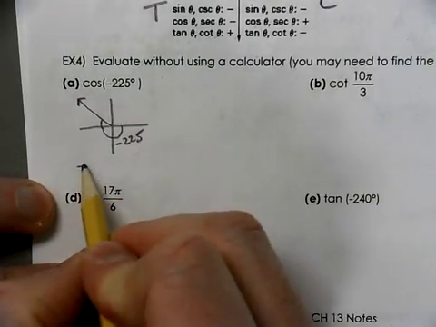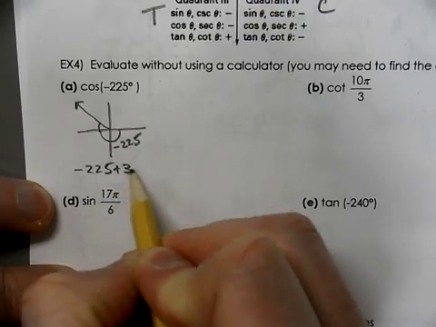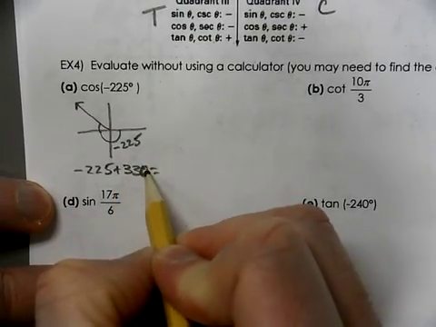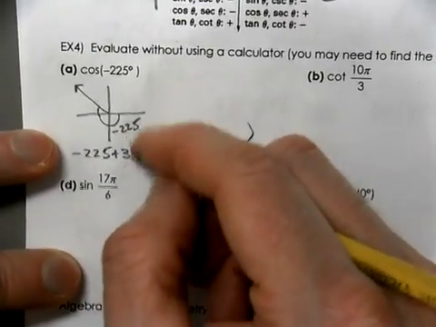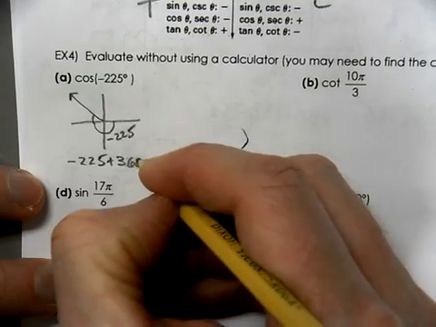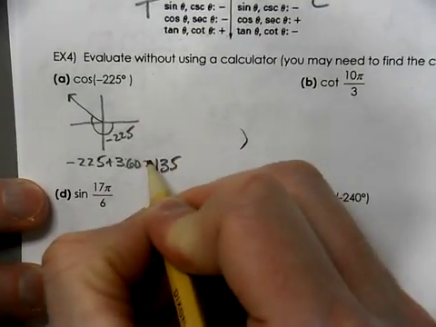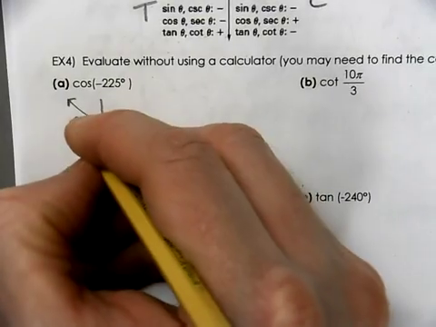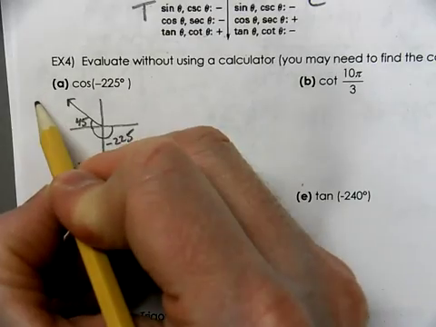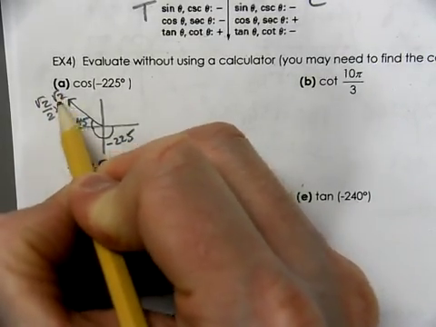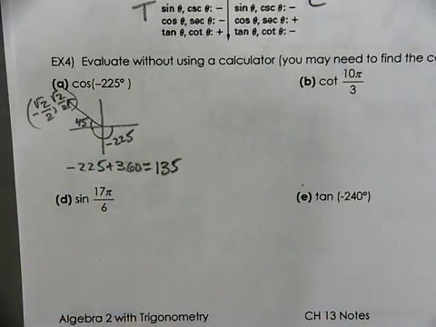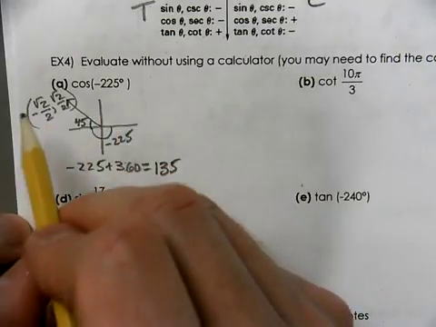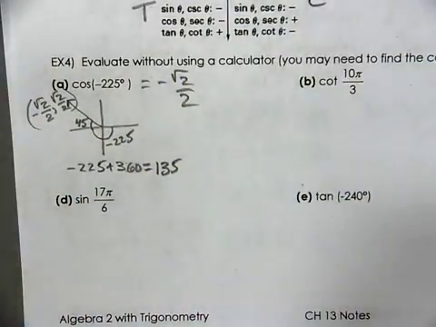Another way to have gotten there is taking our negative 225 and finding the coterminal angle, adding 360, which would be 135. So the cosine of negative 225 is the same thing as the cosine of 135, however you want to talk about it. The coordinate here has a reference angle of 45, so we know this is going to be root 2 over 2, comma root 2 over 2, and the x value has to be negative. Your cosine refers to the x value, so negative root 2 over 2.